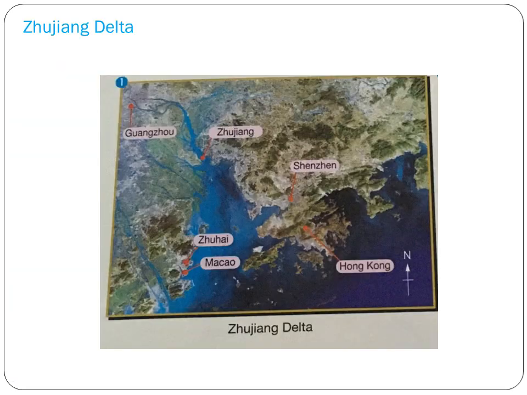Let's look at the aerial map of China. Now here, in the picture we have the Zhujiang Delta or the Pearl River Delta. And as you can see in the picture, you can see a blue line, which is the river, and it's emptying itself into the ocean, the South China Sea. And if you see the pointers, there are many cities which are around the Delta region.